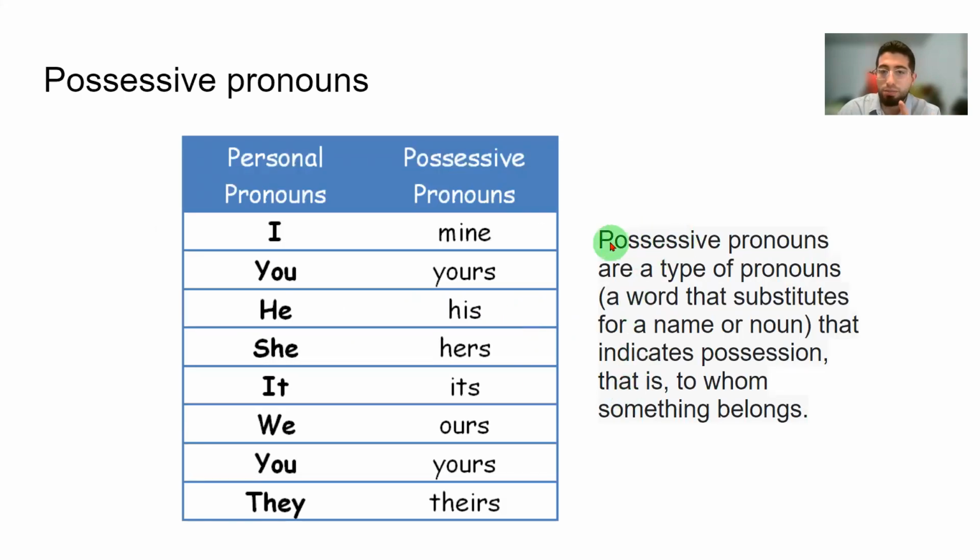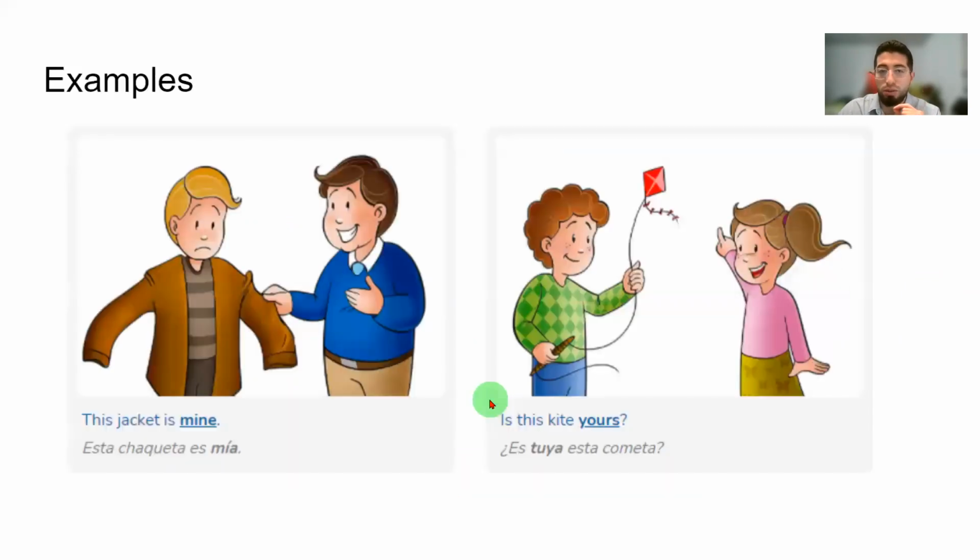So, look, guys. Possessive pronouns are a type of pronoun, right? Son un tipo de pronombre, right? A word that substitutes the name of a noun. Y acá está la clave, chicos. Estos pronombres que estoy señalando en este momento sustituyen a estos de aquí: I, you, he, she, it. Right? Los sustituyen, that indicates possession, ¿listo? That is, to whom something belongs, right? Los reemplazan, right? ¿Cómo así que los reemplazan? We're gonna see how it works. Vamos a ver cómo lo reemplazan, ¿ok?